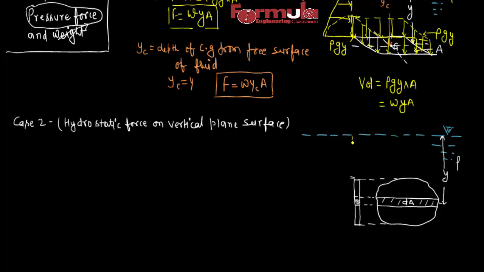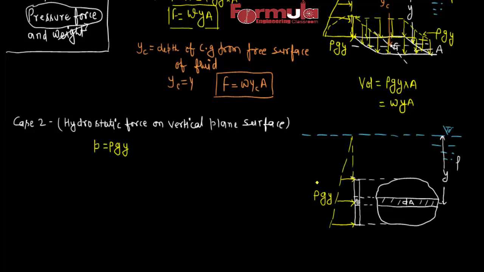As depth increases, pressure increases according to the hydrostatic law. So here the pressure intensity at this strip is rho g y, and obviously above this strip the pressure intensity will be less, and below this strip the pressure intensity will be higher. So here I'm writing the pressure intensity P is equal to rho g y.